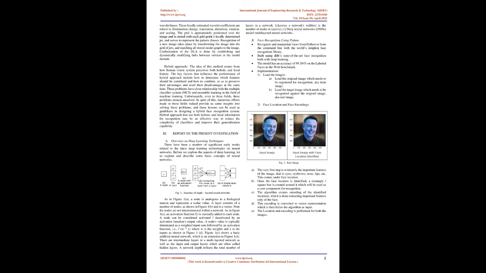Recognition of a new image takes place by transforming the image into the grid of jets, and matching all stored model graphs to the image. Conformation of the DLA is done by establishing and dynamically modifying links between vertices in the model domain. Hybrid approach. The idea of this method comes from how the human vision system perceives both holistic and local features.